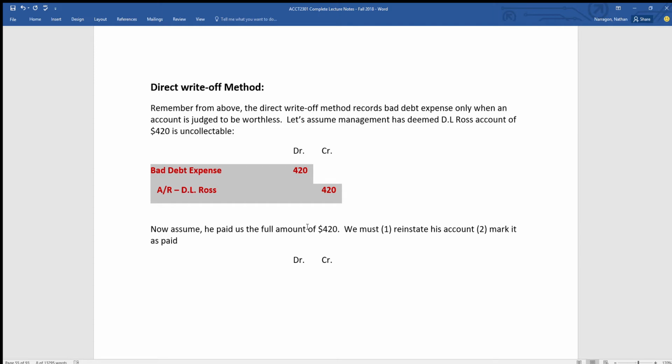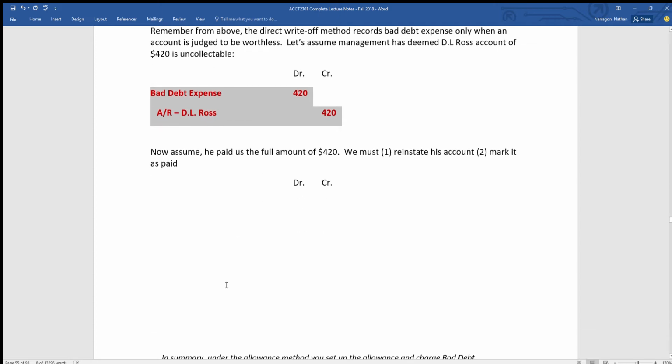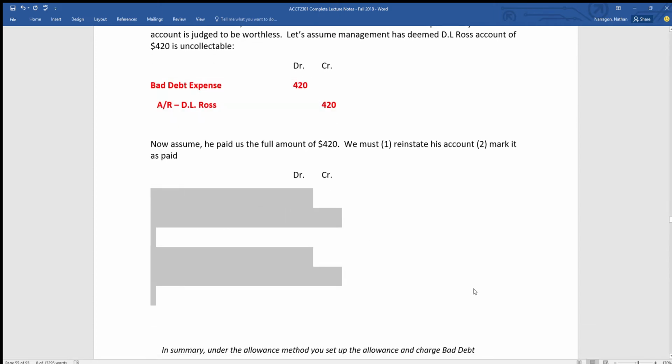So this one is more easy. We only recognize bad debt expense when it actually becomes worthless. There's no estimate. If DL Ross decides to pay it off, maybe he got together with Kohl's and got some money from them, we're going to have those same two journal entries. The first journal entry is a reversal of the write-off. So accounts receivable, DL Ross, he now owes us the money again. We can no longer recognize the expense under direct write-off, so bad debt expense gets credited for the 420.